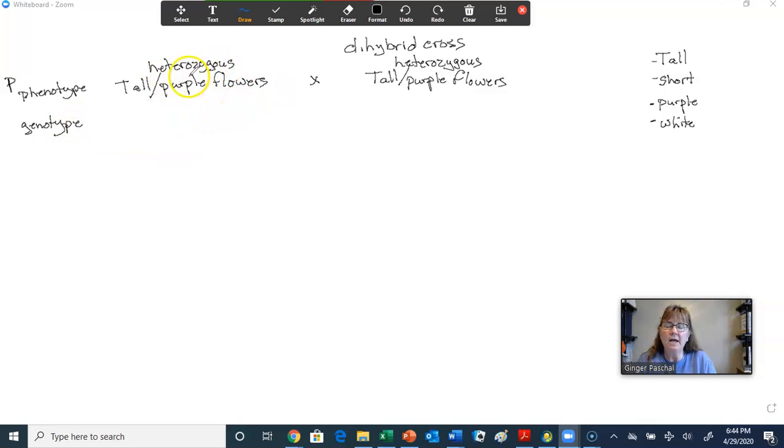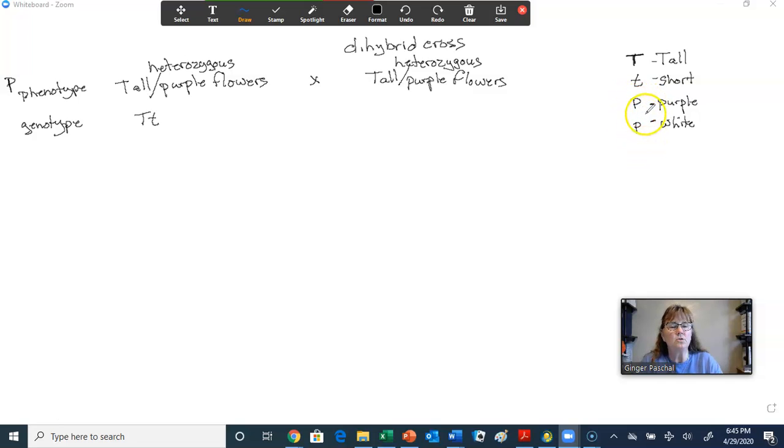So if they're heterozygous, that means we're going to have an uppercase and a lowercase of each letter. So in the first case, we're talking about these plants being tall, we're talking about height. So over here, I'm going to use a capital T for tall, and I'm going to use a lowercase t for short. So this individual is heterozygous for height. So I'm going to put a capital T and a lowercase t. They're also heterozygous for purple flowers. Purple is dominant to white.